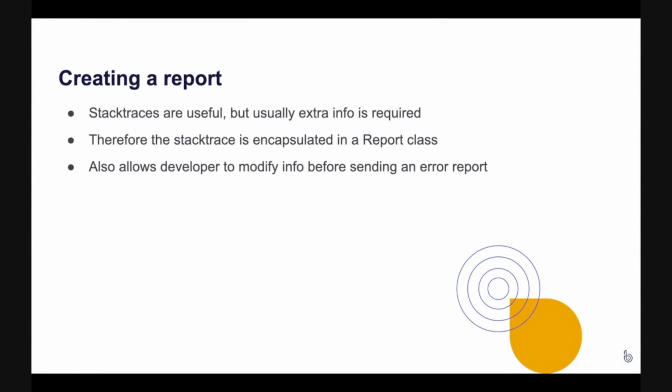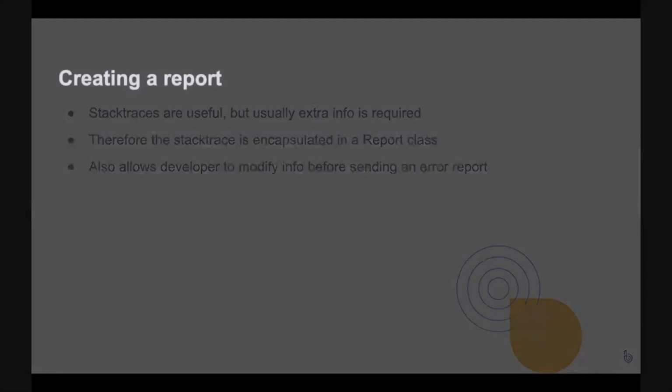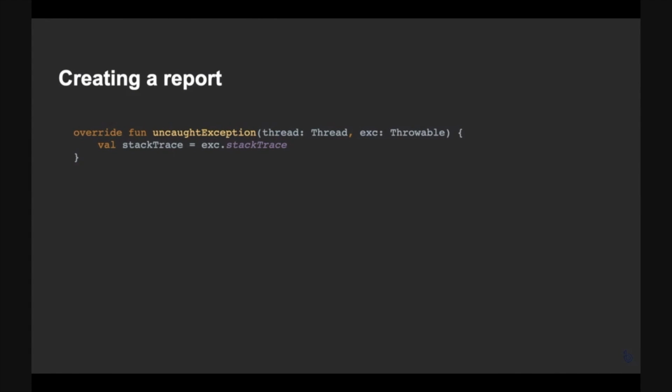So stack traces can be useful, but we don't want to just deliver a stack trace. We need some extra information. For instance, metadata about what the device was, what the API level was, can really be useful in debugging issues. So we'll just encapsulate that into a report class. We have our UncaughtExceptionHandler, which grabs a stack trace from the exception, and it'll now create a report instead. So that will allow us to add additional metadata at a later time.